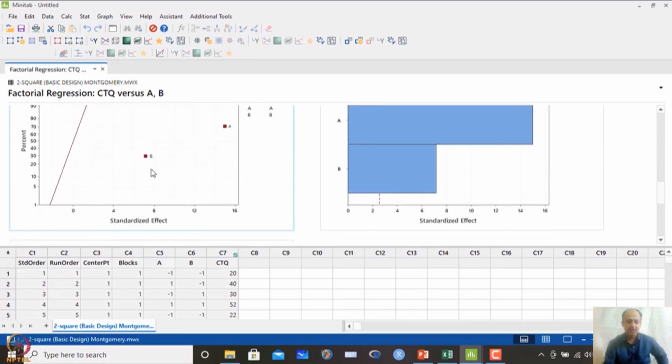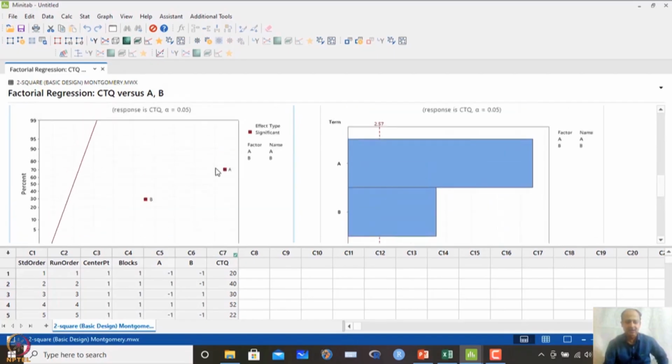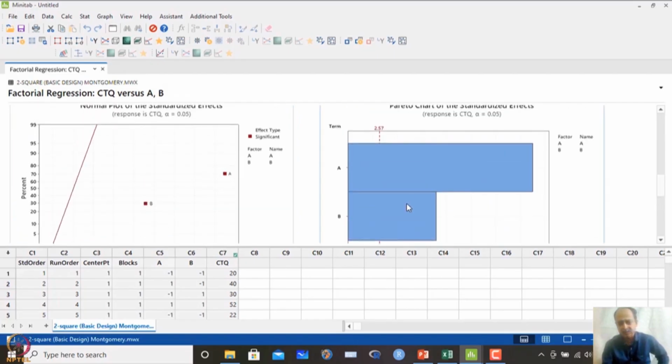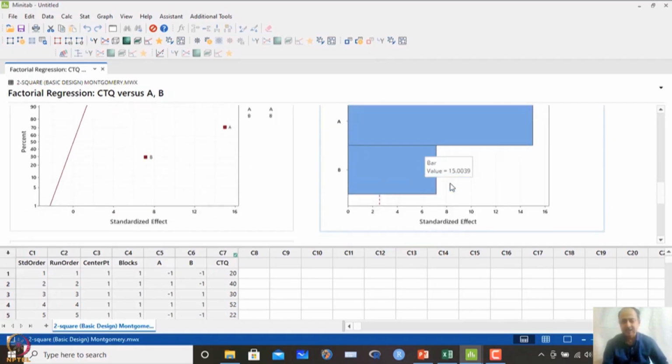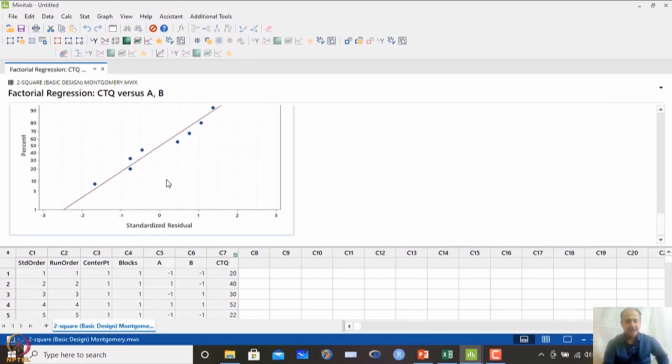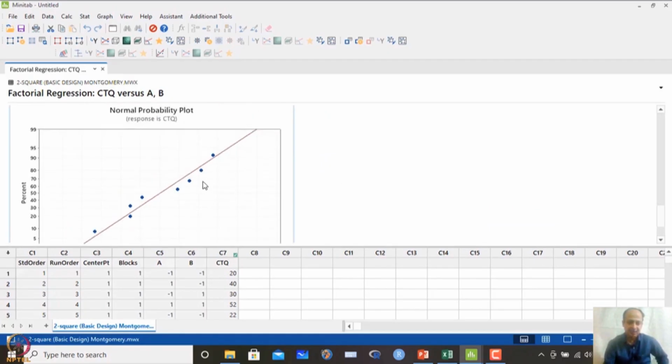And the normal plot over here, because we have eliminated the interaction now. A and B are quite significant, which is also shown over here in the Pareto chart. So this is evident over here, and we have saved the standardized residual plot, which is given over here.